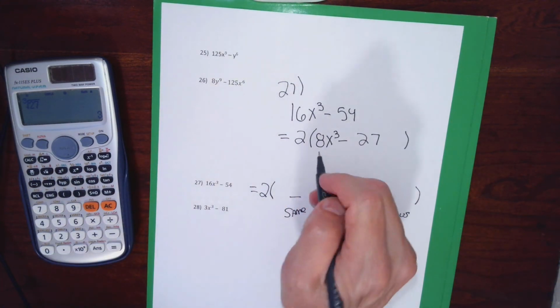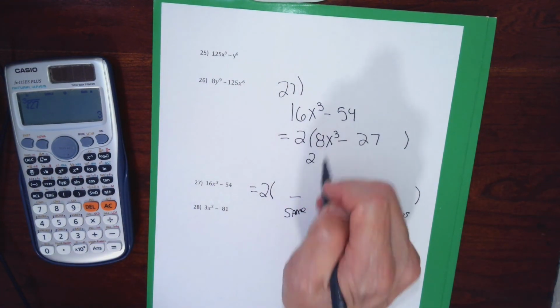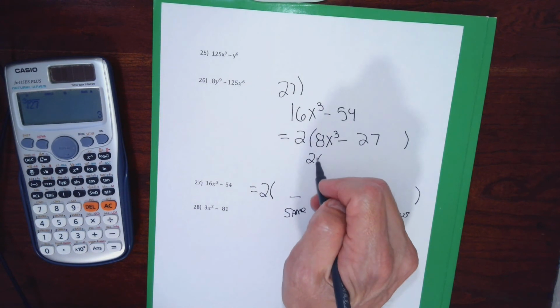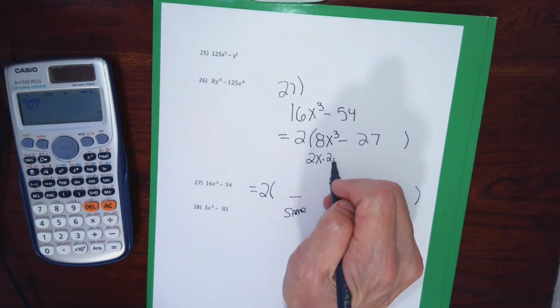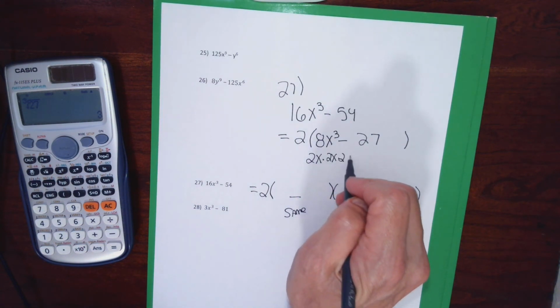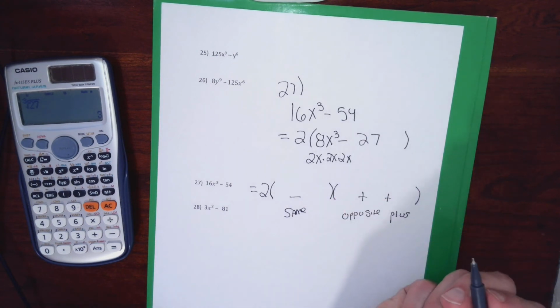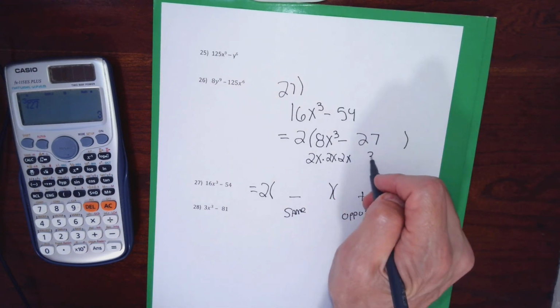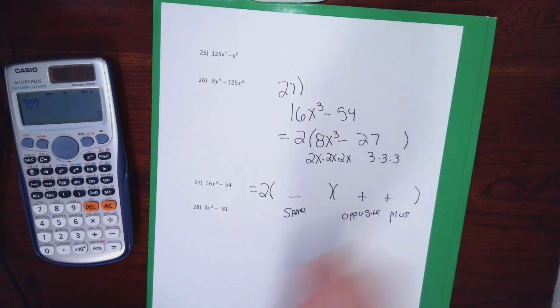I'm going to cube root the 8 and get 2. Divide the exponent of the x by 3 and get x to the first. The 8x cubed is 2x times 2x times 2x. The 27 is 3 times 3 times 3.